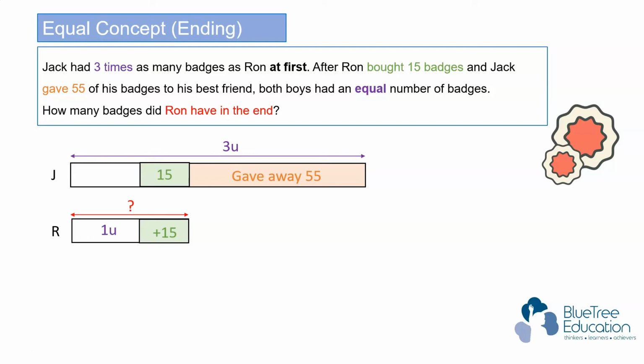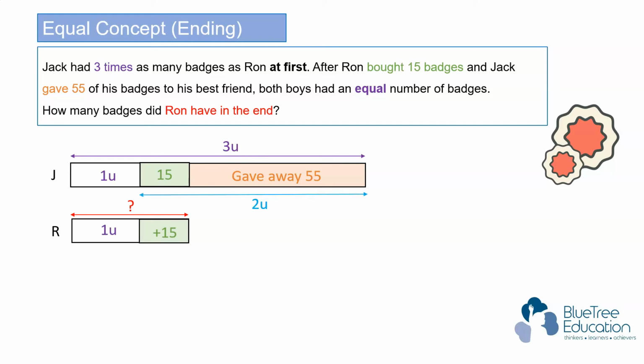So now let's take a look at Ron's model. We know that that white portion there is 1 unit. This means that Jack also has 1 unit here. And if Jack has 1 unit here, and we know that Jack had a total of 3 units at first, this portion here will be 2 units.